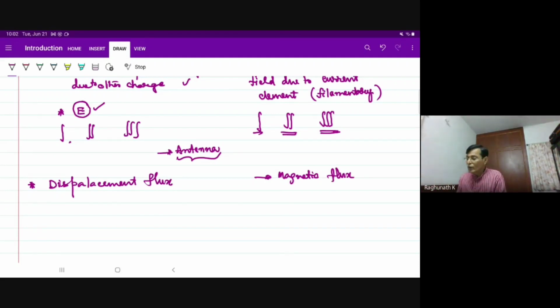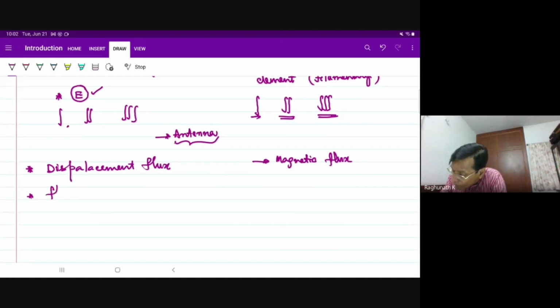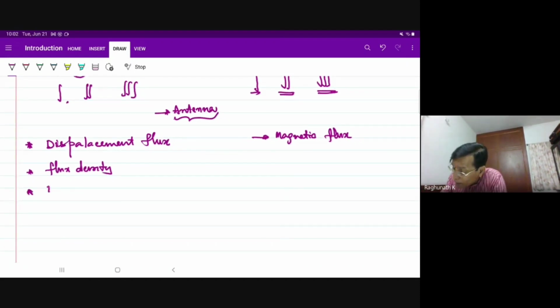Things are the same only. Flux, then flux density, then the relation between flux density D and E. If I know D, I can calculate E at that particular point in the medium. Listen carefully. It's a purely imaginary thing. I will take this. I will use this concept to determine the field quantities of the objects that I have already determined using integration. I will develop a procedure.